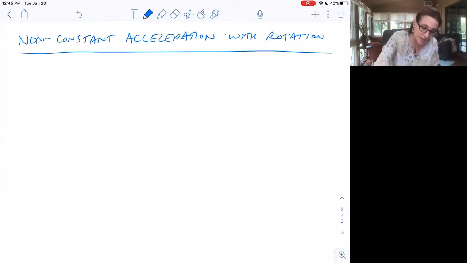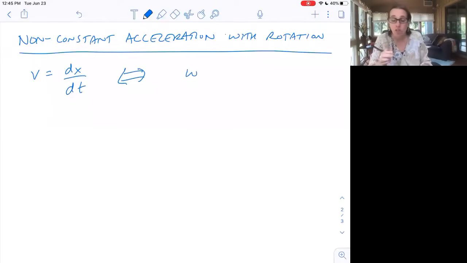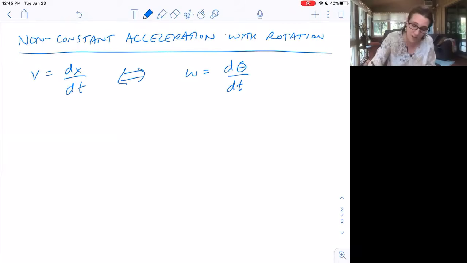So just like we had the idea that velocity was the time rate change of position, we know that angular velocity is going to be the time rate change of angular position. So what that means is then I can either integrate or take a derivative even if I don't have a constant acceleration. These fundamental definitions still apply just like they did with 1D motion with non-constant acceleration.